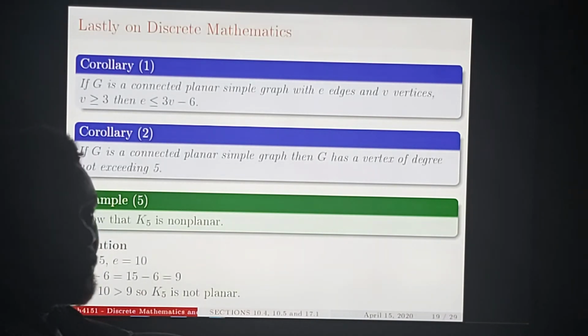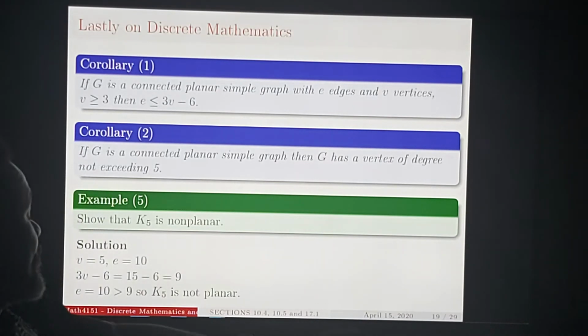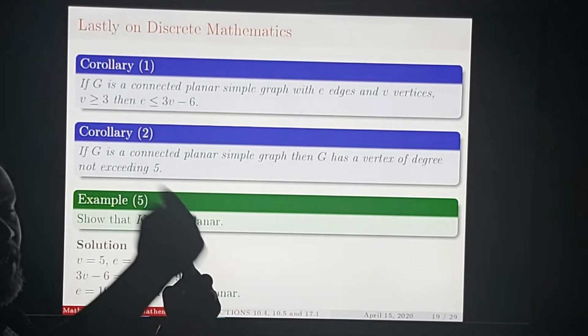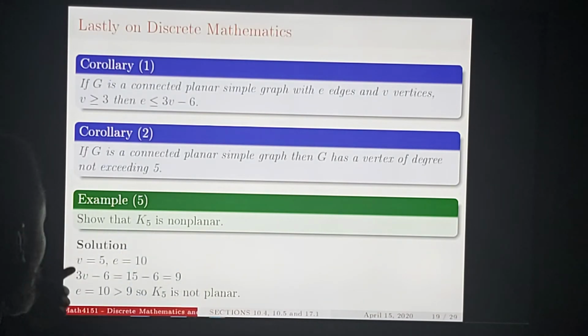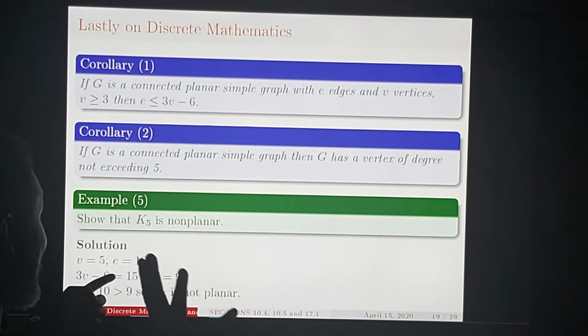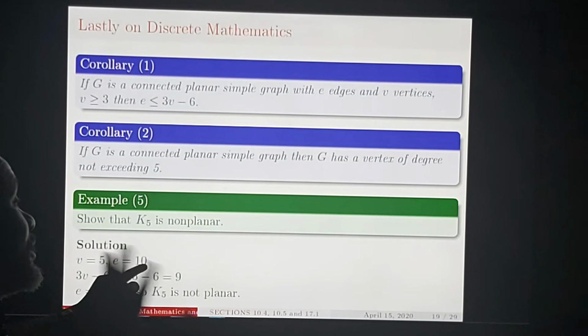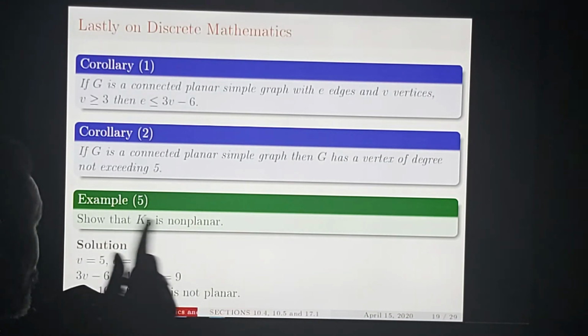Last example, and then we look at one tutorial problem, is to show that K5 is non-planar. If you remember K5 from last week, it is basically a pentagon, but it's a complete graph. So it's a pentagon, and every vertex is connected. Every vertex is of degree 4. So V has 5 vertices. The number of edges, if you count, will be 10 for that complete graph.